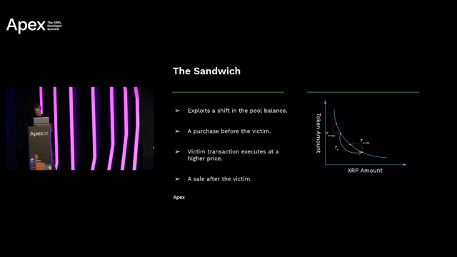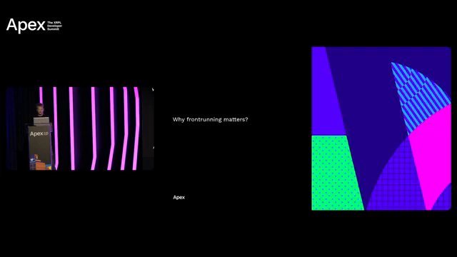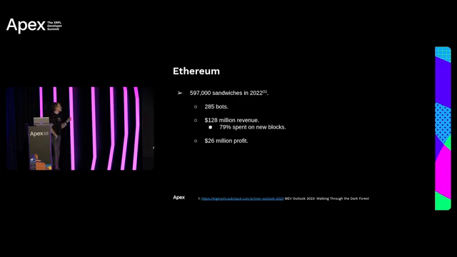Simple enough, right? Okay, why does this matter? We know what front-running is, and how it looks. Why does it matter? What are the numbers? Let me show you the numbers. So on Ethereum, in 2022, nearly 600,000 sandwich attacks have been reported. The numbers for 2023 are looking even higher.